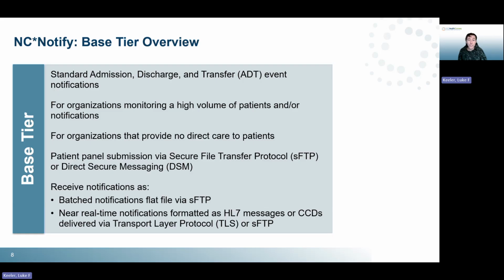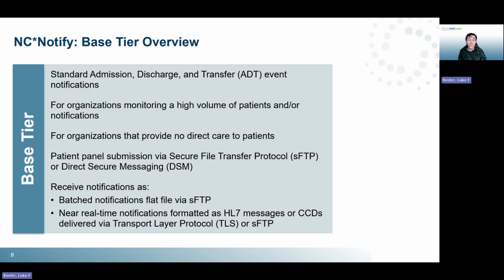So we do have two tiers. This was the version 4.5 and the version 4.5 Plus that I talked about briefly. So the base tier is targeted at organizations that can generate a patient panel, and they may wish to integrate notification files into their own systems and often have a high volume of patients for whom they would like to receive notifications. Most base subscribers are payers and participants using third-party organizations such as ACOs or CINs, and that do not provide that direct patient care.